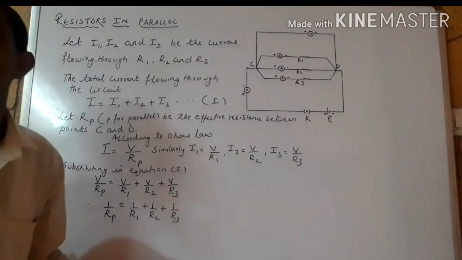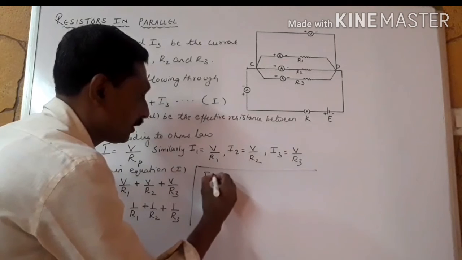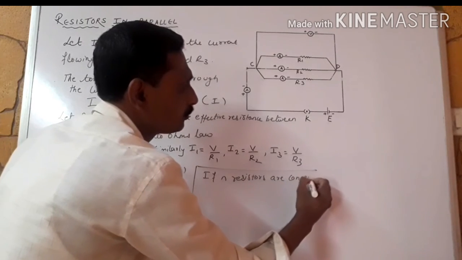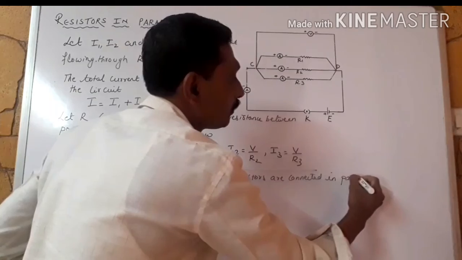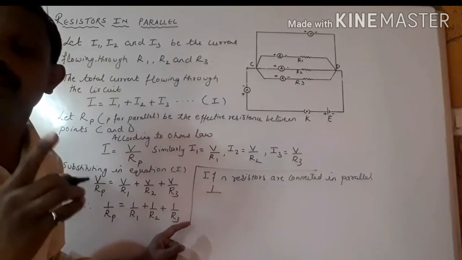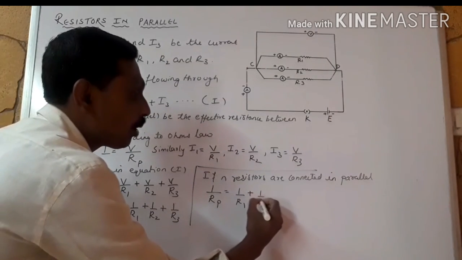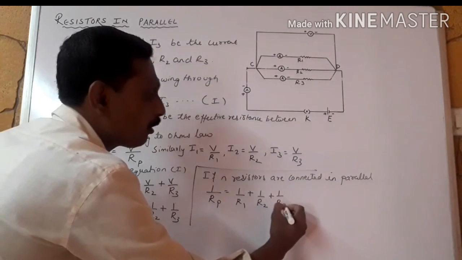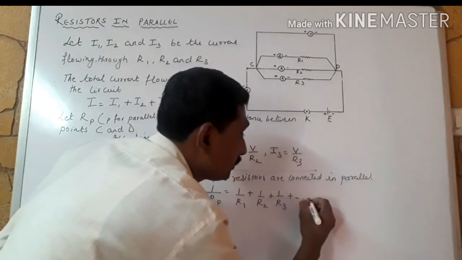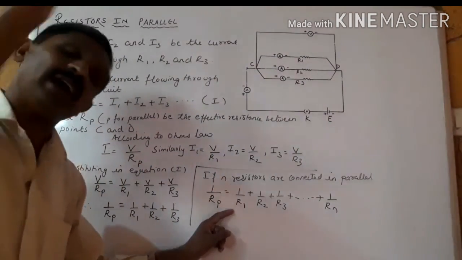Now, if n resistors are connected in parallel, then what will be the effective resistance which we are going to get? 1 upon RP is equal to 1 upon R1 plus 1 upon R2 plus 1 upon R3 plus dash dash up to the nth resistance plus 1 upon Rn. This gives me the effective resistance of the n resistors.